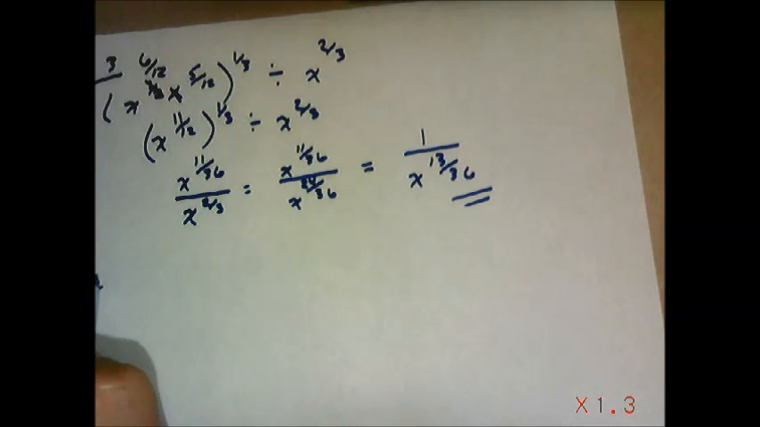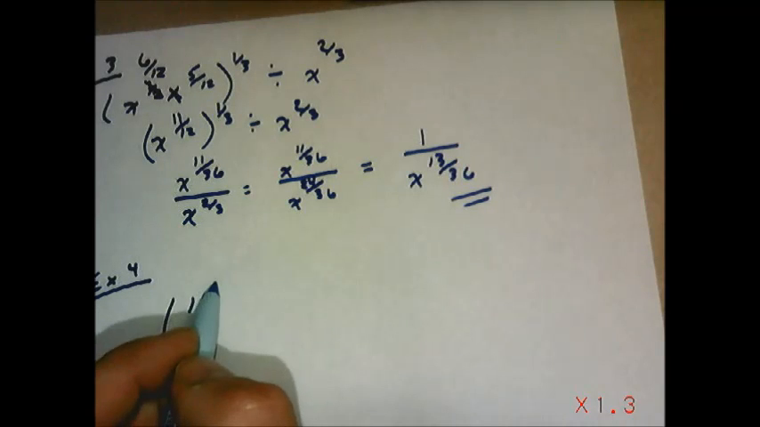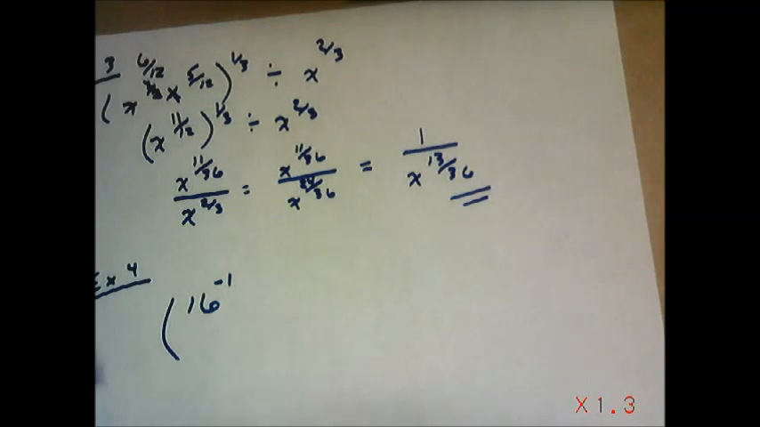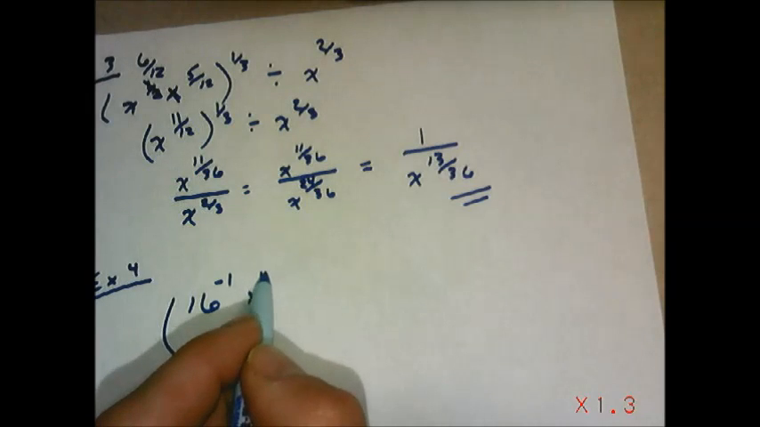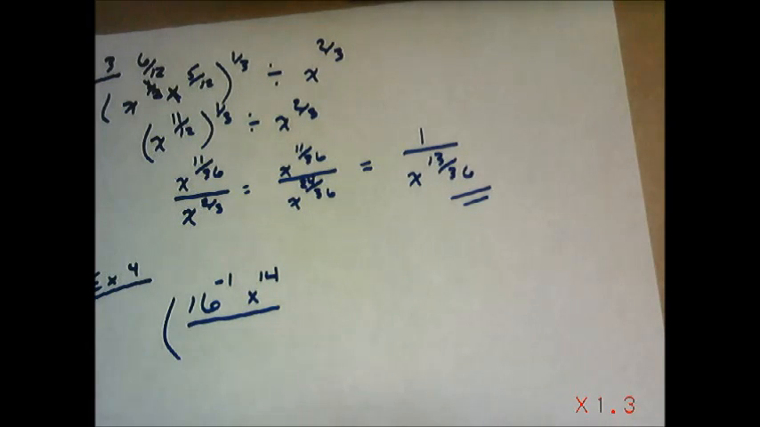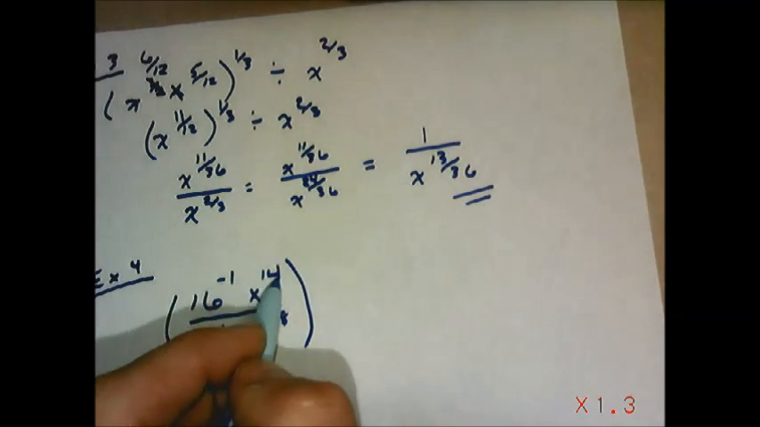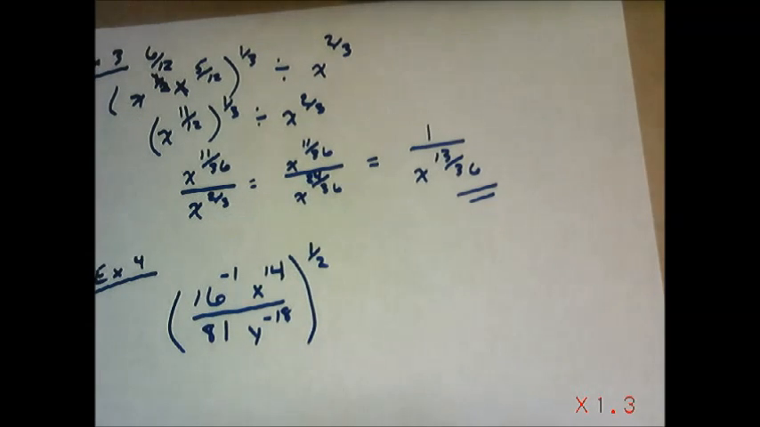In example 4, we even get a little more crazy. Let's throw some numbers at you. So let's take 16 to the negative first, and let's take x to the 14th. And let's divide that by 81, y to the negative 18th. And let's take all of this to the 1/2 power.